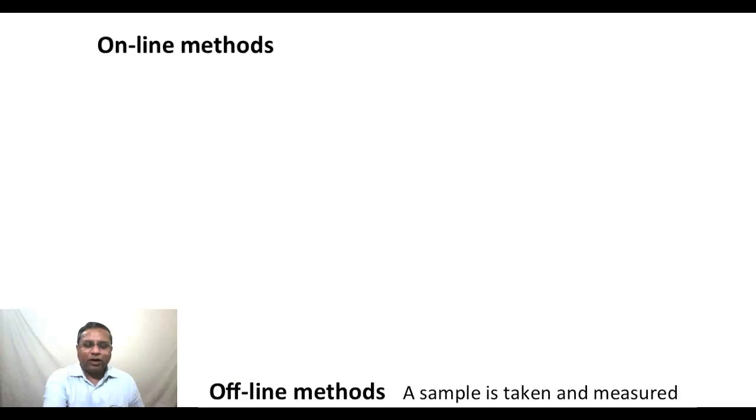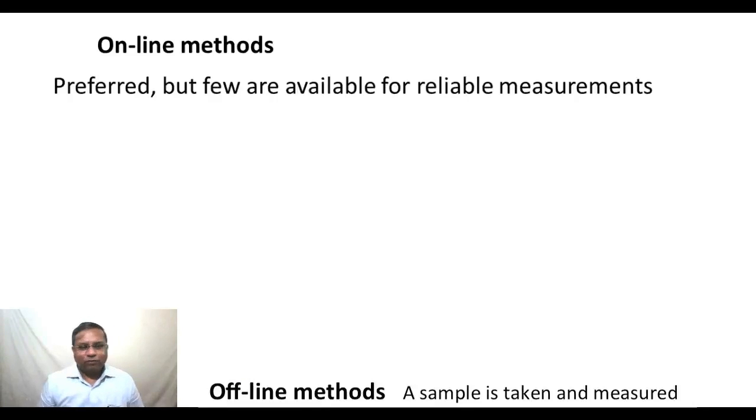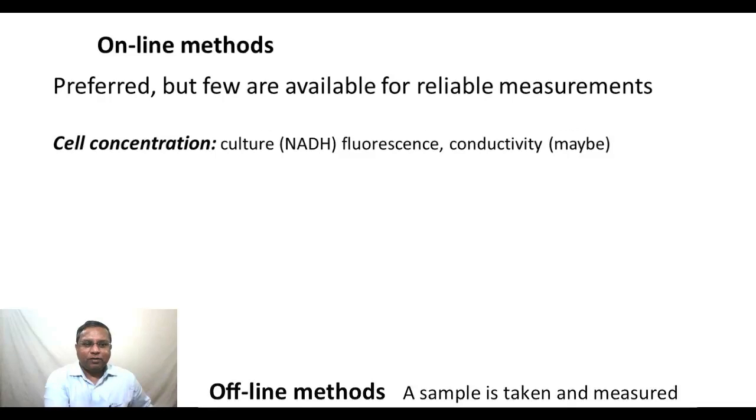We will look at some online methods. They are of course preferred because they are measured at the point of interest without disturbing the bioreactor. So the best information comes from online methods. But few are available for reliable measurements, and that becomes the difficulty with online methods. For example, if we look at measuring cell concentration, there are a few online methods.